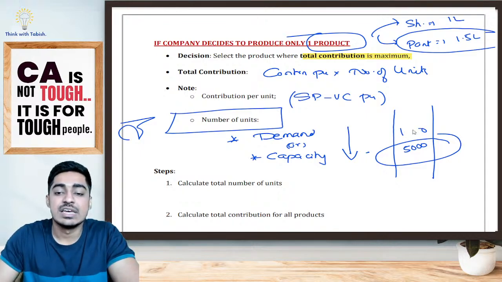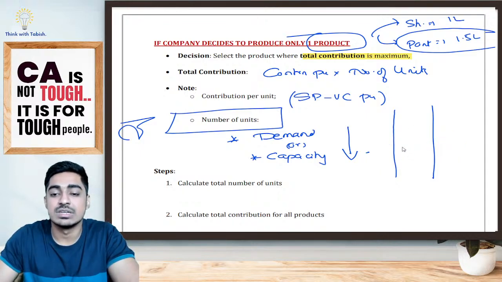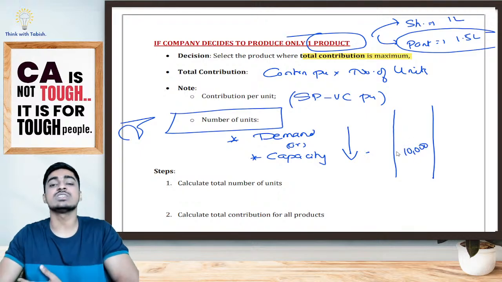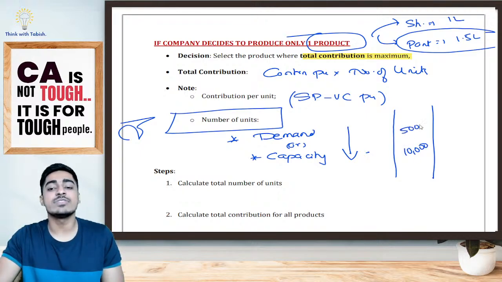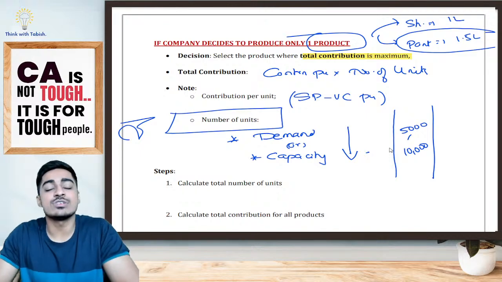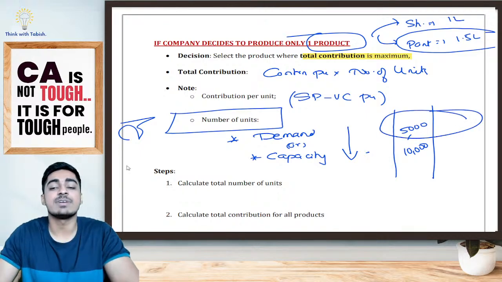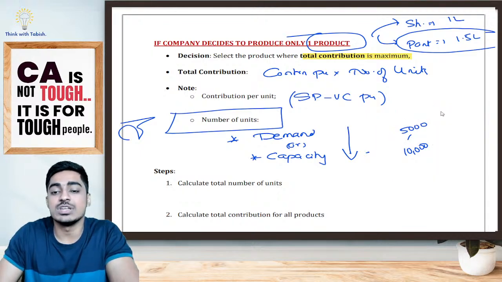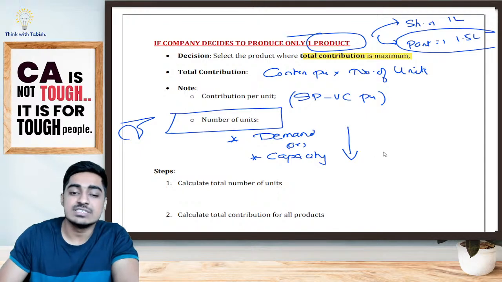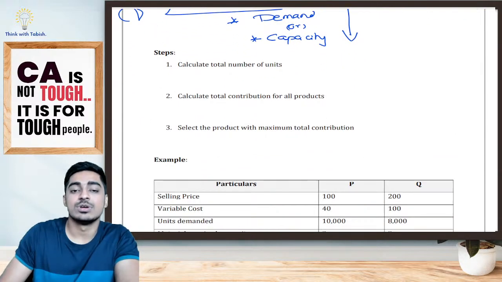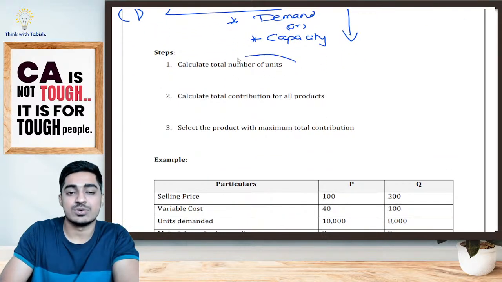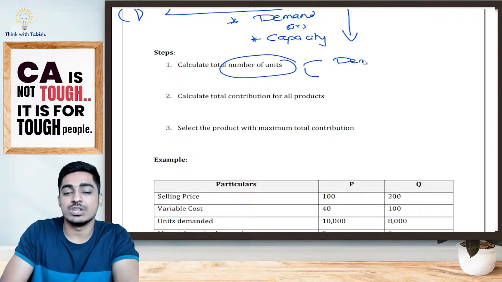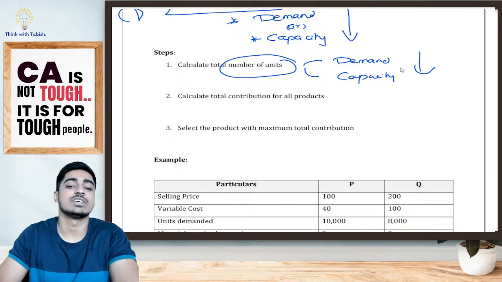Second case, I'll tell, my capacity is 10,000. I have a capacity to produce 10,000 shirts. But what do I do? Demand is for 5,000 only. If I produce more than 5,000 also, no use. Ultimately, I'll be in a position to sell 5,000 shirts only and earn profit on 5,000 shirts only. So number of units is nothing but number of units demanded or capacity, whichever is low. What are the steps we follow? First, we calculate number of units. How do we calculate number of units? It is number of units demanded or number of units as per the production capacity, whichever is low.